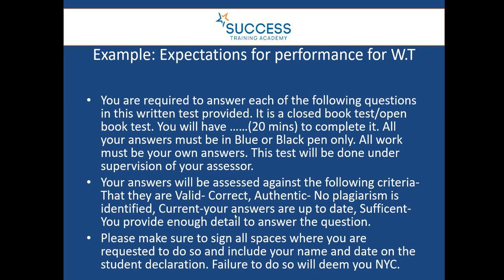written test. Your answers will be assessed against the following criteria: that they are valid, authentic, current, sufficient. Okay, when it says authentic, we could say no plagiarism identified. Current, your answers are up to date. Sufficient, you provide enough detail to answer the question. Please make sure to sign all spaces where you are requested to do so and include your name and date on the student declaration. Failure to do so will deem you not yet competent. All right? So those are types of instructions that we could put at the top of a written test.